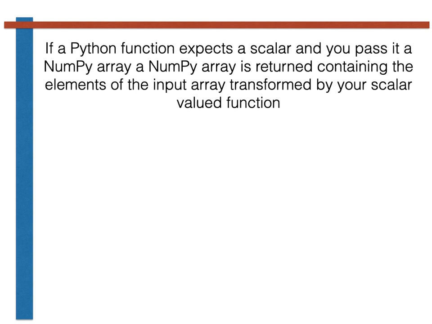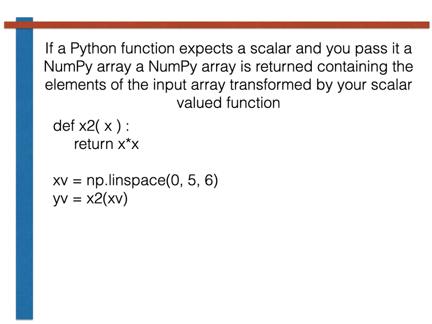In other words, and to summarize, if a Python function expects a scalar and you pass it a numpy array, a numpy array is returned containing the elements of the input array transformed by your scalar valued function. This is what happens in the code shown here. For this reason, the variable yv is a numpy array containing the squares of 0, 1, 2, 3, 4, and 5.